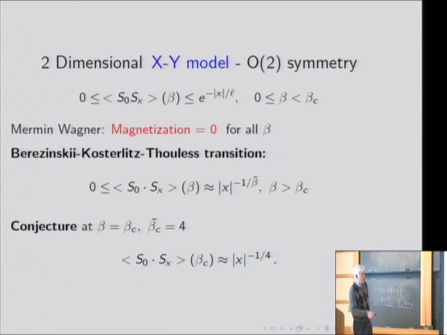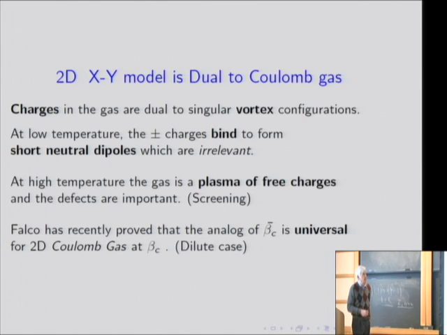And the conjecture is that at beta critical, the spin-spin correlation will also have this x to the quarter type behavior. So this is very much in the realm of conjecture. And this is basically Fourier analysis in this O(2) model, which you have to do. So let me just say a word about that.